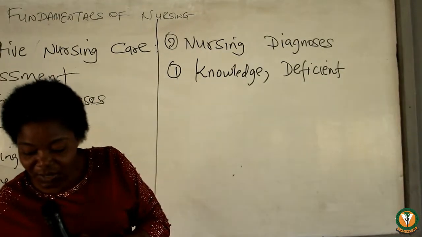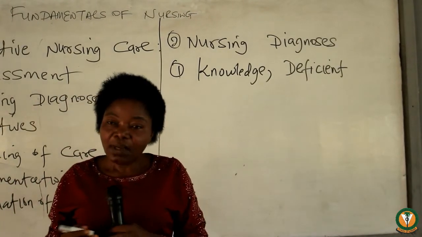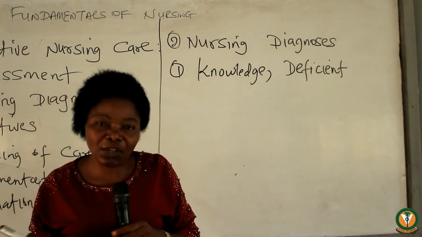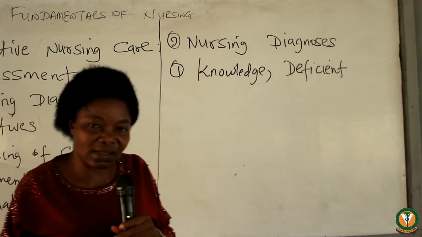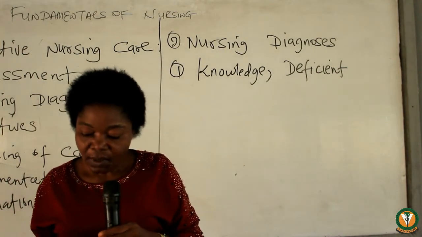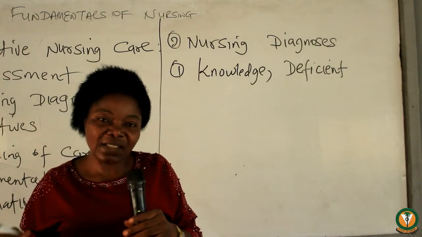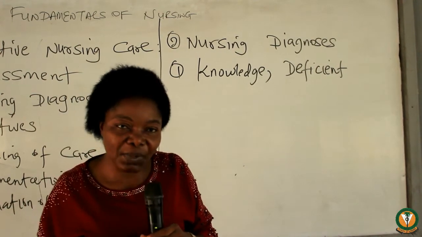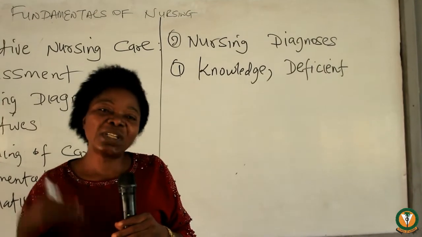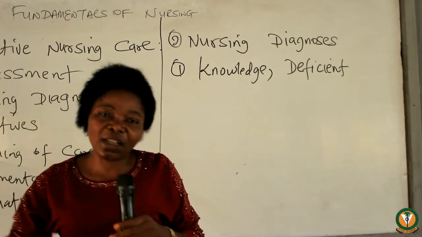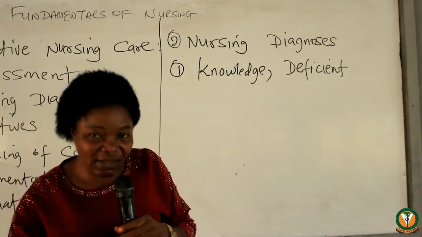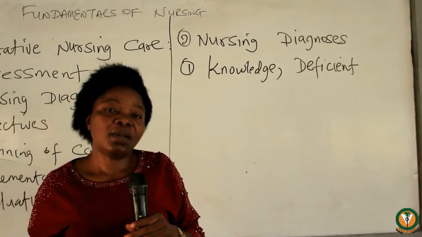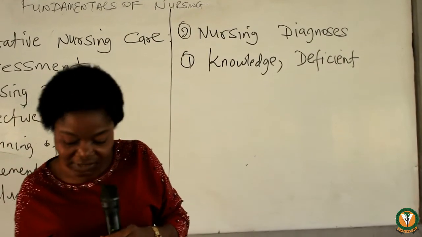Knowledge deficient simply means that the patient lacks understanding or knowledge of what to expect during the surgery. The pre and post-operative expectations, the patient does not know what is happening. So it is the nurse that will teach the patient, explain to the patient, and inform the patient what to expect before, during, and after the surgery.